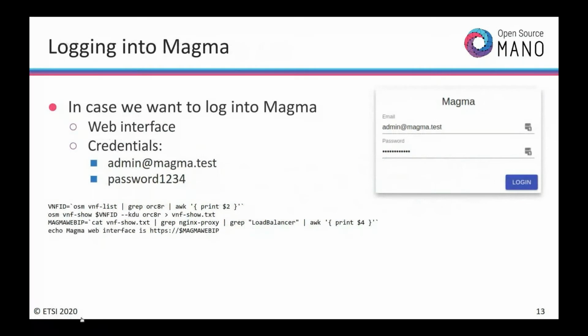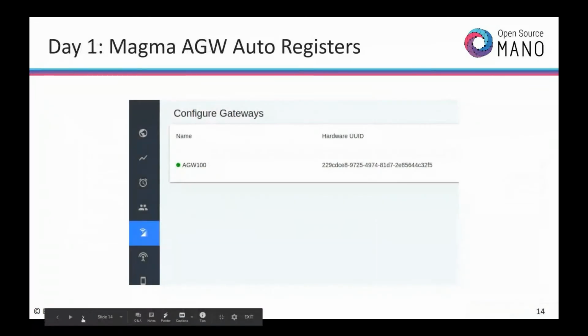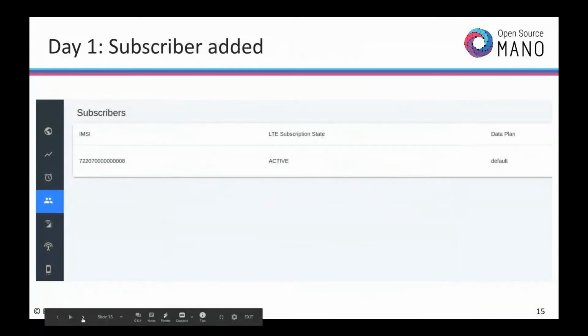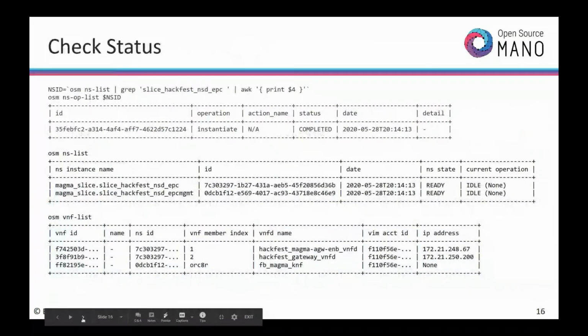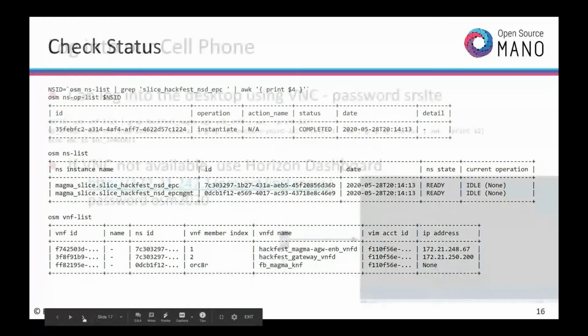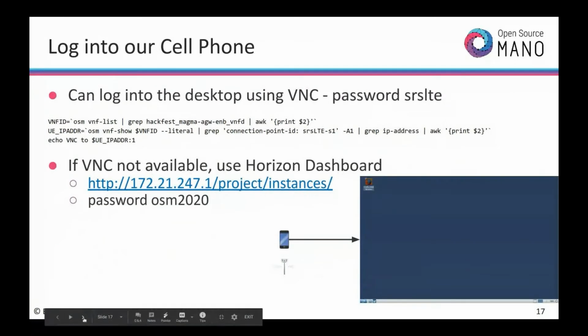We will be able to log into Magma. There are some commands here that will show you where your Magma IP is after your deployment is complete. We can see that the gateway would have automatically registered and a subscriber added automatically due to the day one primitives that we have in place. There are some commands to show checking on the status. And lastly, we can actually VNC towards the cell phone.